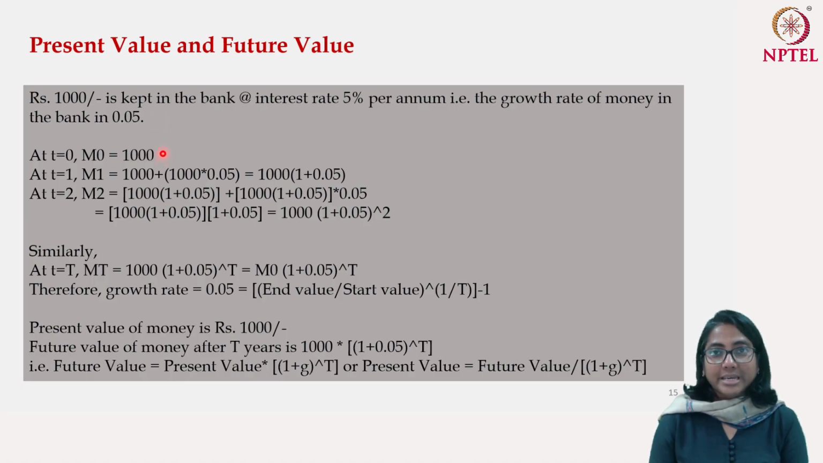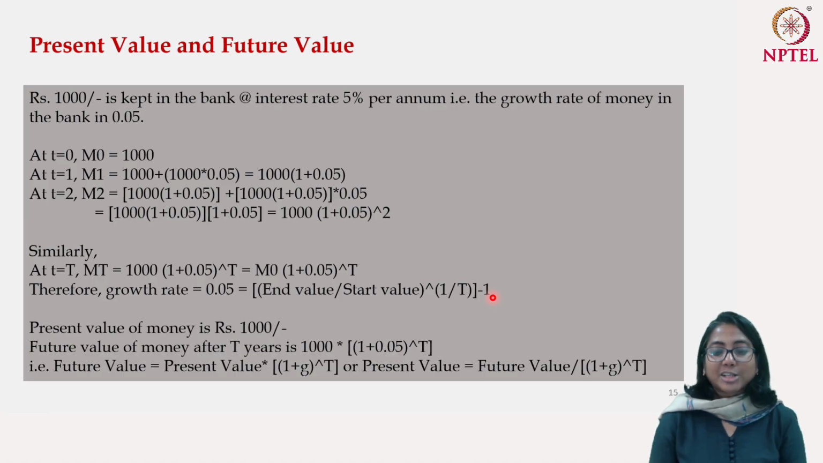At time point T equal to 1, the money that I have has grown at the rate of 0.05, and therefore the money that I have is 1000 multiplied by 1 plus 0.05. And similarly at the end of time period T equal to capital T, the money that I have is M naught, which is 1000 multiplied by (1 plus 0.05) to the power capital T. So the growth rate is 0.05. There we said that the end value divided by the start value, to the power 1 divided by T, minus 1, is the growth rate.